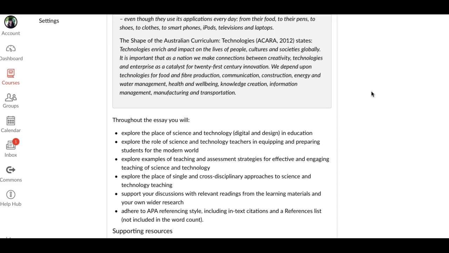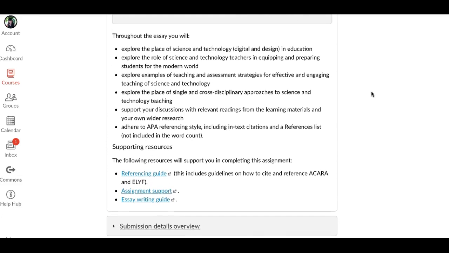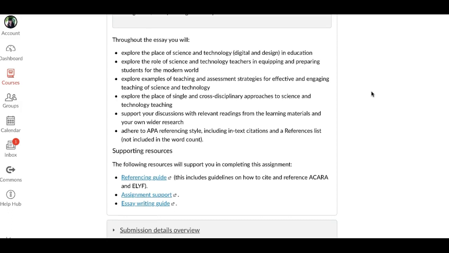So you've got to support those 4 points above, support your discussions with relevant readings from our learning materials and your own wider research. And you also have to adhere to APA referencing style, including in-text citations and a reference list, which isn't included in the word count. And as you can see down here, there's some resources that could help you in completing this assignment. I won't click in them now.